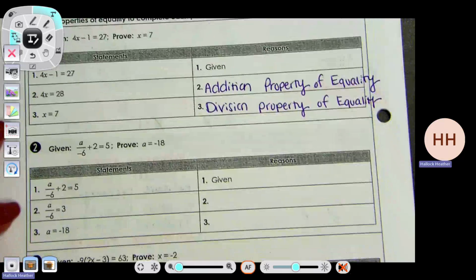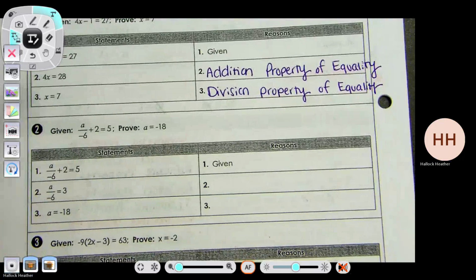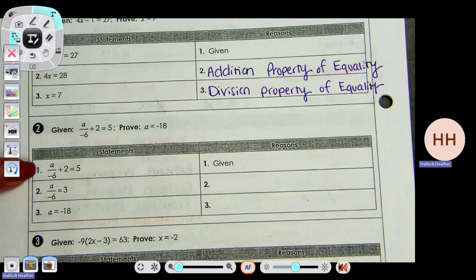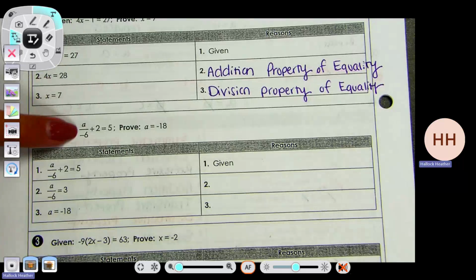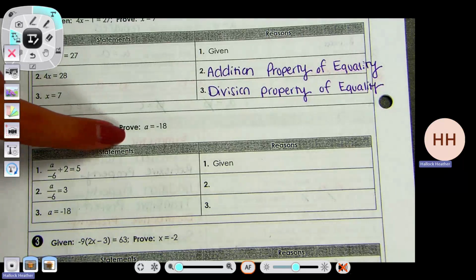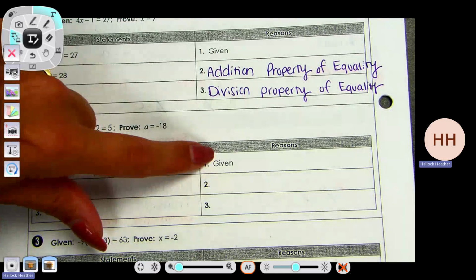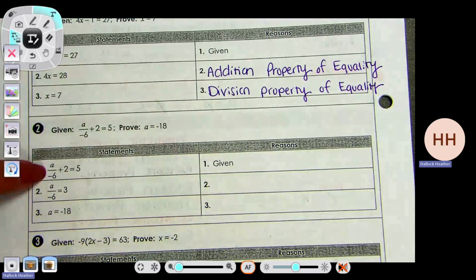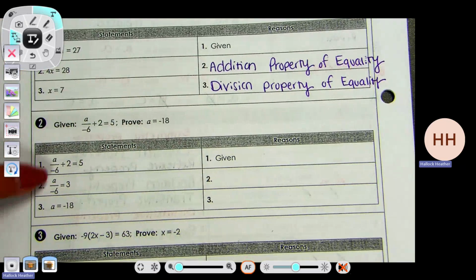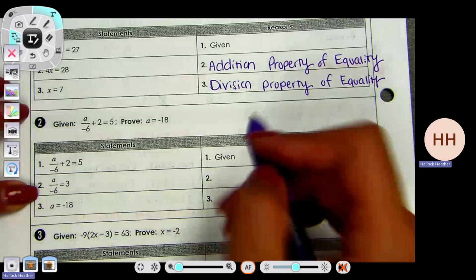Okay, let's go to number 2. Number 2. From step 1, it's given a divided by -6 plus 2 equals 5. We're proving x or a equals -18. The first thing is given always and forever, no matter what. What did they do to go from step 1 to step 2? Subtraction, property of equality.